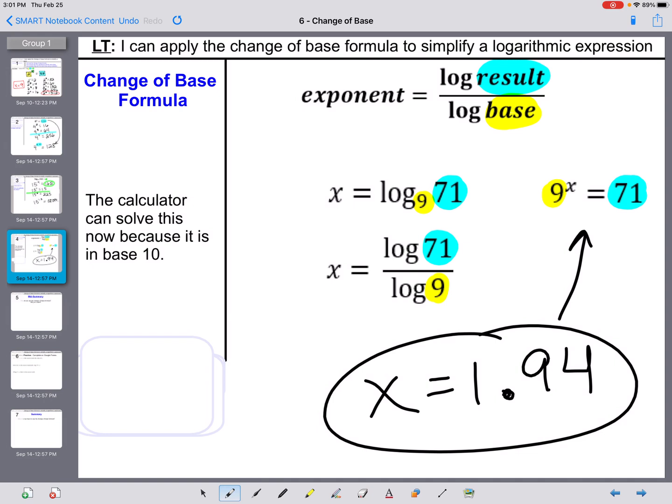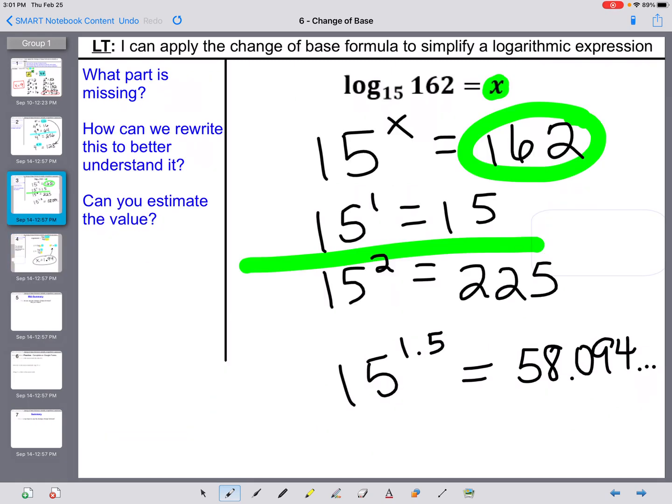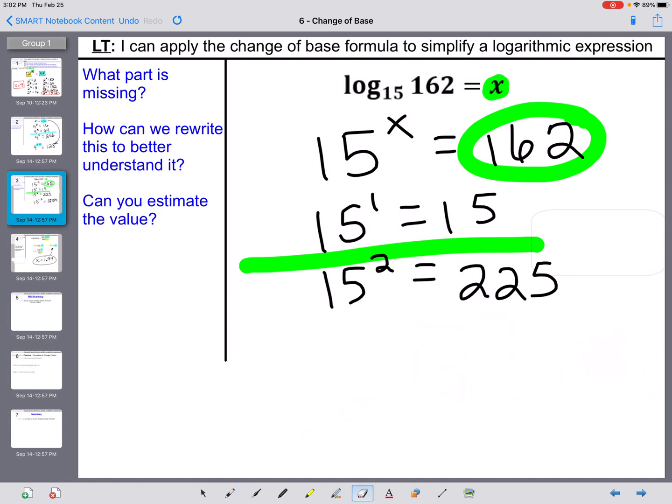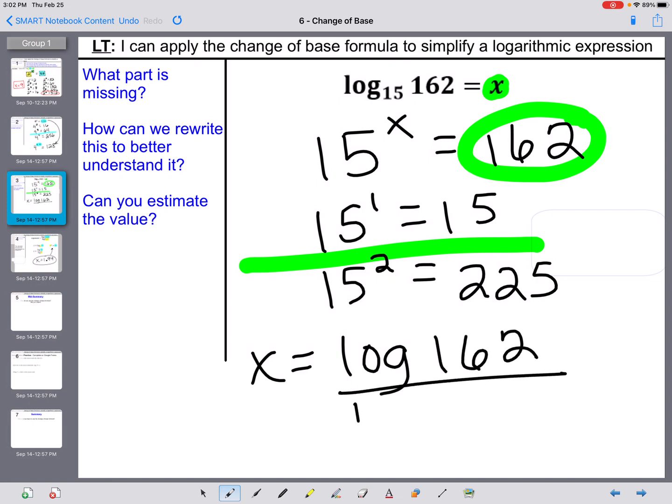Now, of course, there's no way for me to just start guess and check and come out to get 1.94 without trying a whole bunch of different numbers and taking a very long time. So that's why this formula exists, so you don't have to guess and check. So if we go back to this question we had before with the 15, we know it's not exponent 1, we know it's not an exponent of 2, it's something in between, but instead of using guess and check like we did here, we're just going to use the change of base formula. Now, change of base formula says the exponent will be equal to the log of the result, which in this case was 162, divided by the log of the base, which in this case was 15.